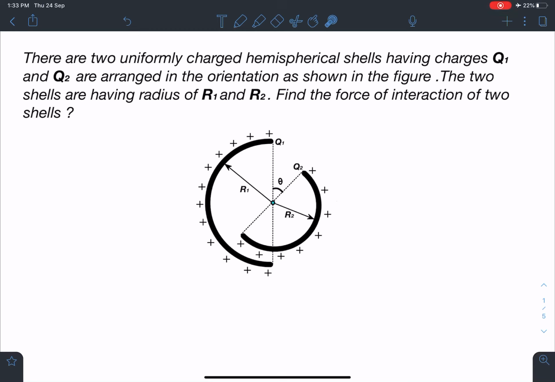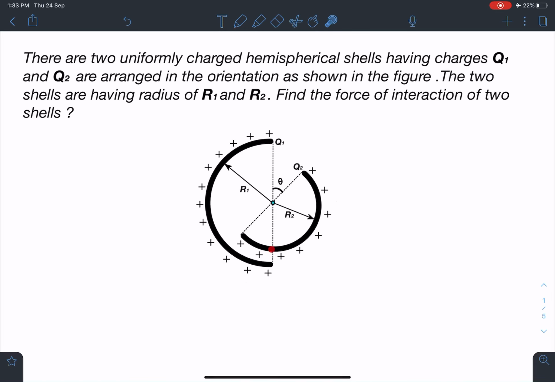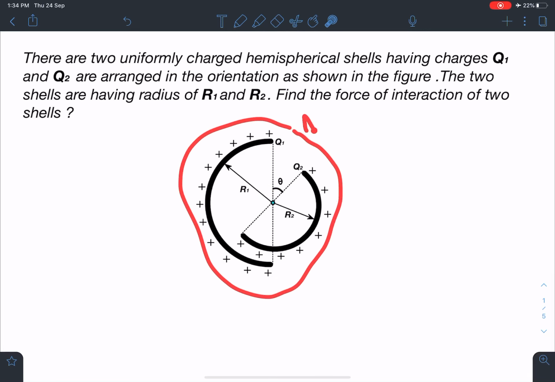There are two uniformly charged hemispherical shells having charges Q1 and Q2 arranged in the orientation as shown in the figure. The two shells have radii R1 and R2. Find the force of interaction of the two shells. As you can see here, two hemispheres are given, and some portion of one of the hemispheres, the smaller one, is inside the first one, and that angle is given as theta. So we have to find the force between these two hemispheres.